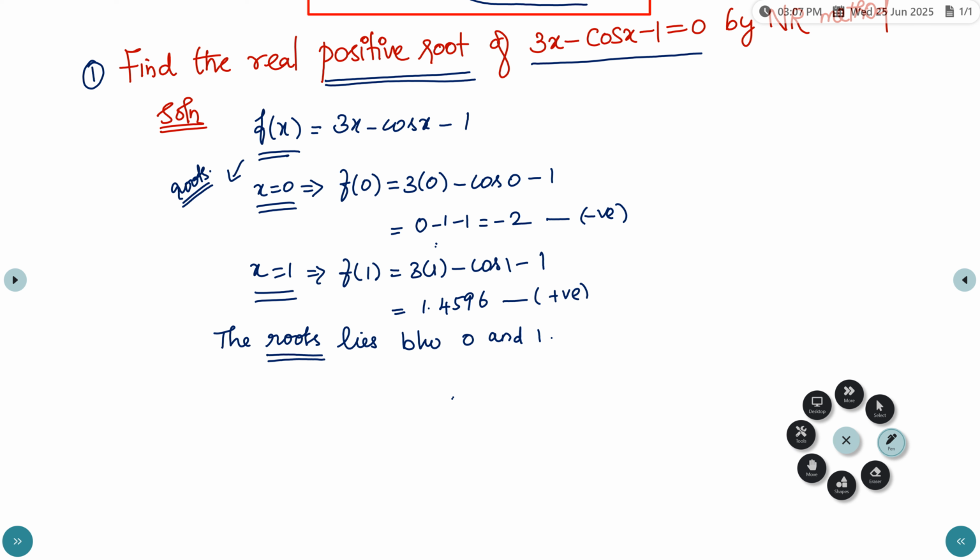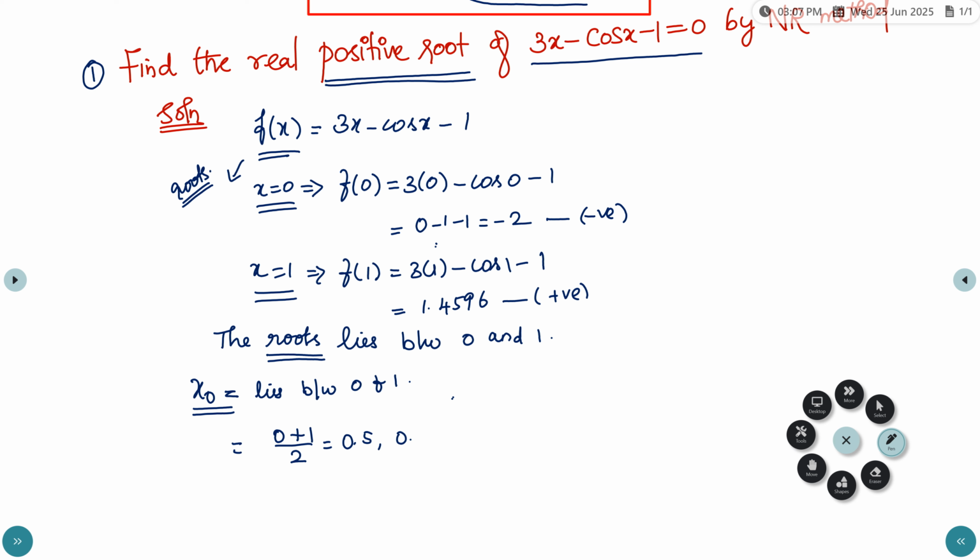Now we found that the root of the equation lies between 0 and 1. Next, we fix x0. How can we fix x0? x0 lies between 0 and 1. Let us take (0 + 1) / 2. Let us take the average.